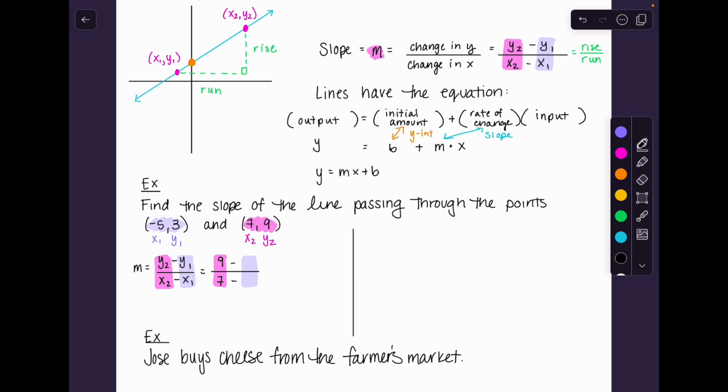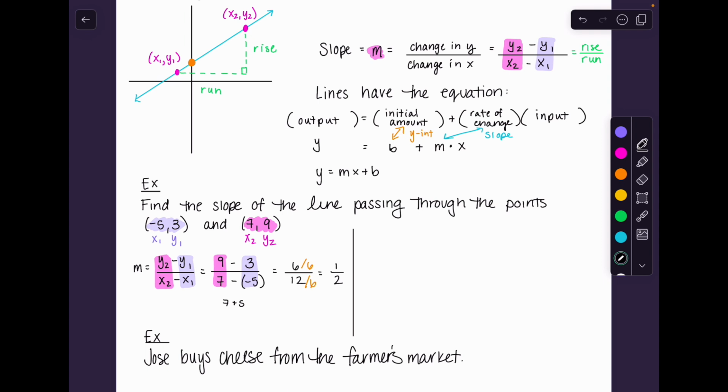So we have to subtract the y value 3, and then we have to subtract the x value, which means we're subtracting negative 5. Okay. 9 minus 3 gives us 6. And then 7 minus 5 is really 7 plus 5, so the denominator is 12. So our slope is 6 over 12, which does simplify. Top and bottom can both be divided by 6. So it simplifies to 1/2.